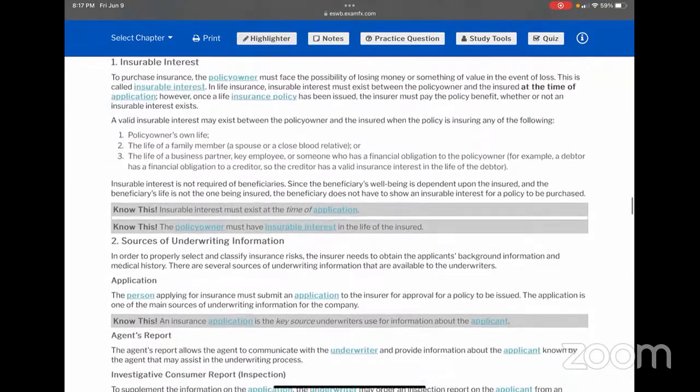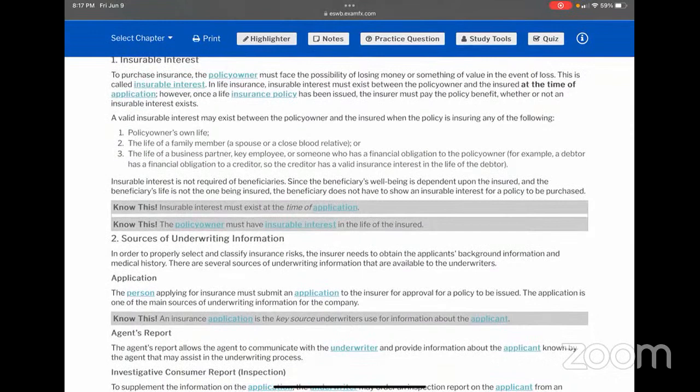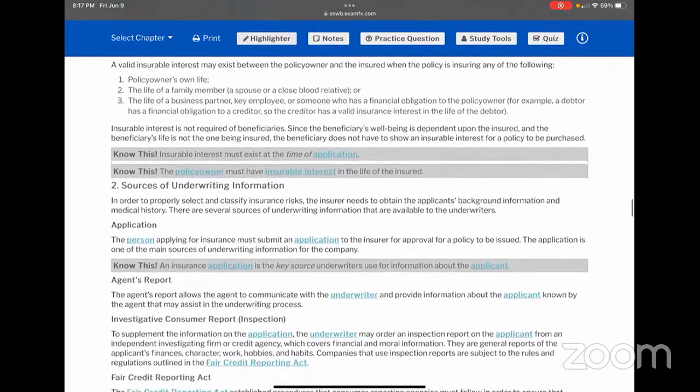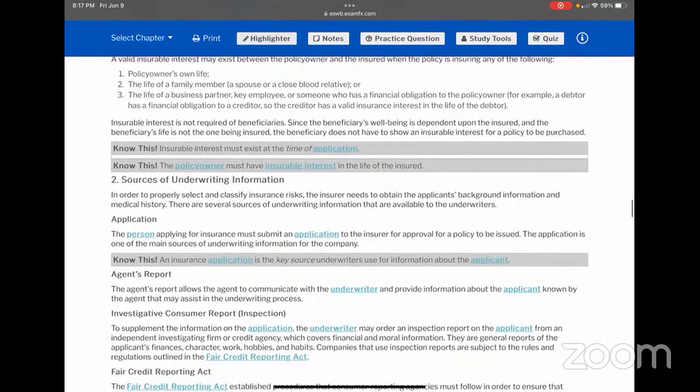A valid insurable interest may exist between the policy owner and the insured when the policy is insuring any of the following: policy owner's own life, right? The life of a family member, a spouse, or a close blood relative, or the life of a business partner, key employee, or someone who has financial obligation to the policy owner. For example, a debtor has a financial obligation to a creditor, so the creditor has a valid insurable interest in the life of the debtor.